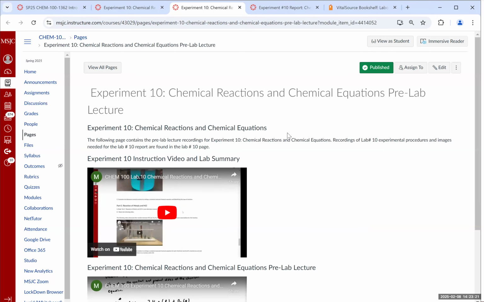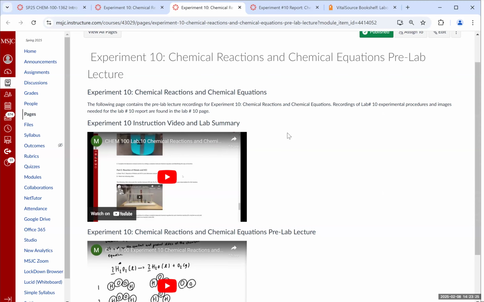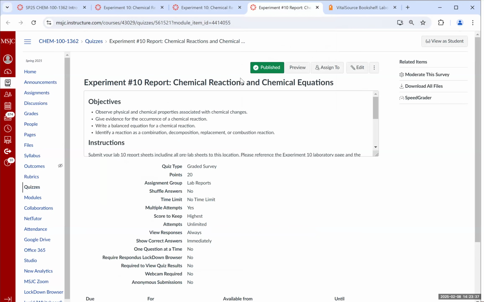Here is the pre-lab lecture Canvas page, which contains some information that will help you engage with the laboratory, some instructions to help complete the lab experiment, as well as a pre-lab lecture covering the theory behind this experiment. Finally, there's the report submission page, which is where you're going to be submitting your full report sheets.